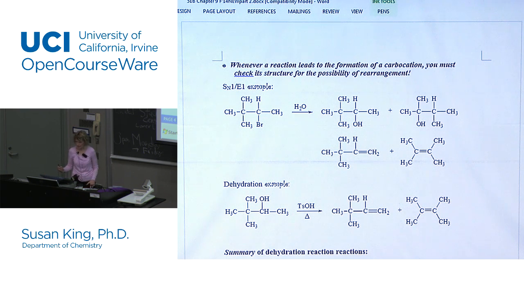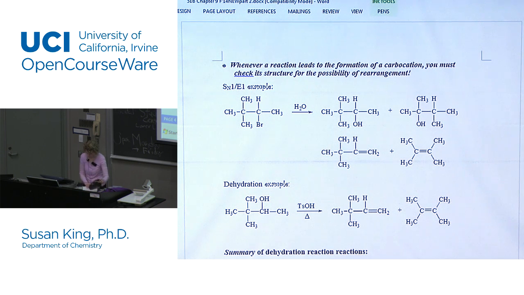All right, so whenever a reaction leads to the formation of a carbocation, and that includes SN1 reactions, E1 reactions from chapter 7 and 8, you must check its structure for the possibility of rearrangement. Will I tell you, hey, this is going to rearrange? No. You're going to know that you form a secondary carbocation, and whenever you form a secondary carbocation, you need to look for rearrangements. So you need to know how to do that on your own. I'm not going to warn you.